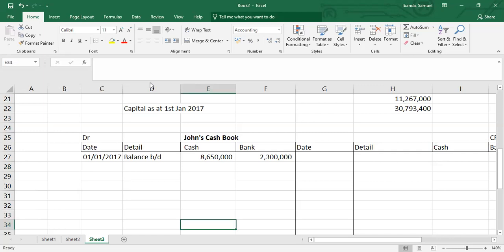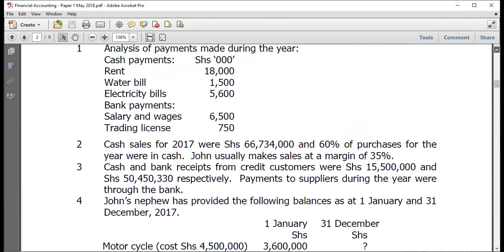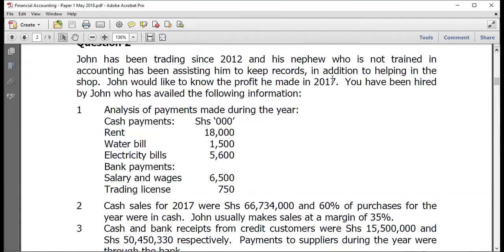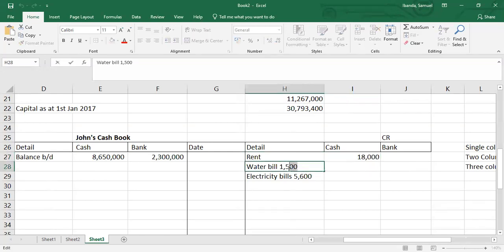Once I've recorded my balances for the start of the period, I'll look around for any payments that were made and any receipts that were received. They are telling me you've been hired by John, and we have an analysis of payments made during the period. We have rent, water bills, and electricity bills. These are cash payments. Just as I've been given these things, the same way I'll pick them and take them to the other side of my cash book. Unfortunately, I don't have dates for these transactions, so I won't fill anything in the date column. So you make sure you're filling your cash book on that other side also.